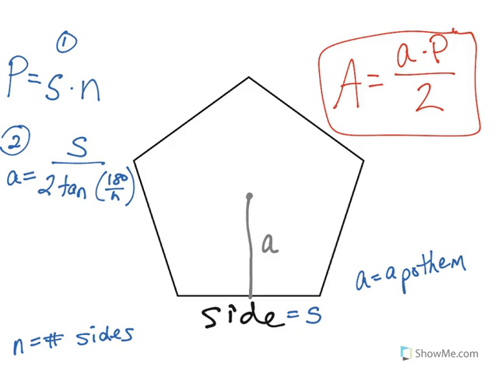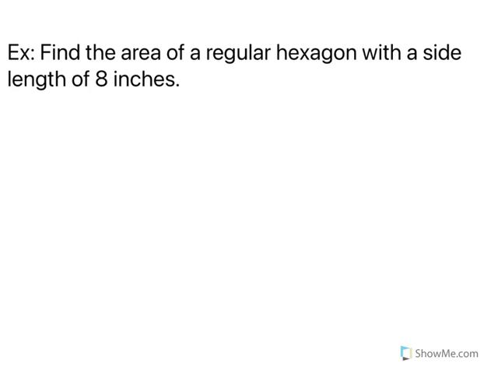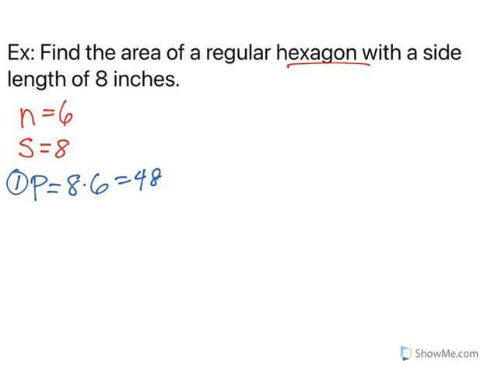Okay, so let's go ahead and use that formula. We're going to find the area of a regular hexagon with a side length of 8 inches. A hexagon tells me that there are 6 sides. The length, S, is 8. So step 1, find my perimeter. Perimeter is S times N, so my perimeter is 48. Got it. Next, I need my apothem.